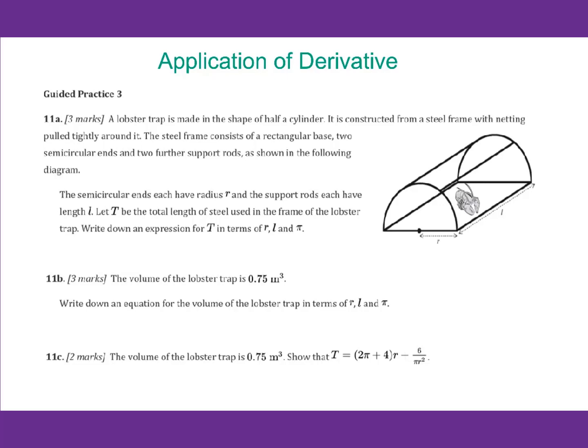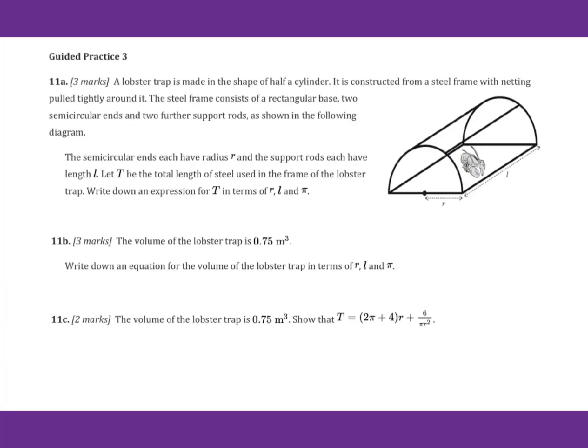This video is about application of a derivative. Let's go to guided practice 3. A lobster trap is made in the shape of half of a cylinder. It's constructed from a steel frame with netting pulled tightly around it.